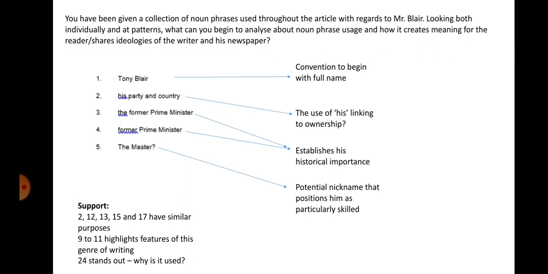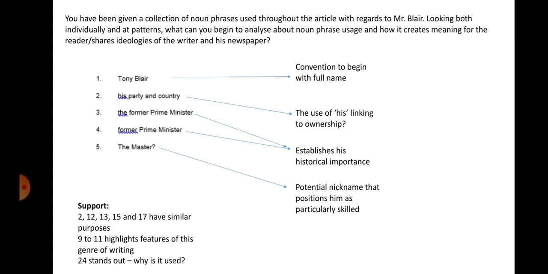Then we have the next two, the former Prime Minister and former Prime Minister. So you establish his historical importance here, perhaps the fact that he was Prime Minister, therefore in a political news story, what he says and what he does is of importance. And then the master, with a question mark, and the question mark always comes in a sentence.